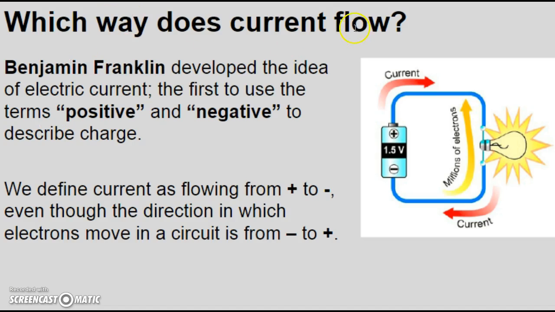So which way does current flow? Well, Benjamin Franklin developed the idea of electric current. He was the first to use the terms positive and negative to describe charge. We define current as flowing from positive to negative, or cathode to anode, even though we know the direction in which electrons move in a circuit is from negative to positive, or anode to cathode.